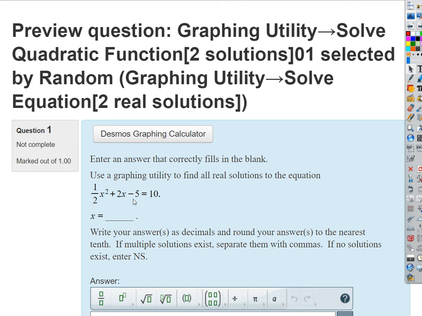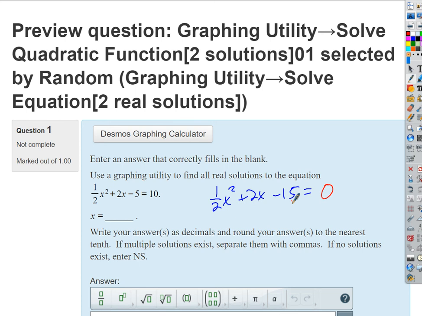There's two things I could do. One thing I could do is graph the left side of the equation, so I graph y equals the left side, and then graph y equals the right side, and look for the intersections, right? The other thing I could do is put this into standard form. I could subtract 10 from both sides and get 1/2 x squared plus 2x minus 15 equals 0, and I could graph this function and look for what? I could look for where y equals 0. Where does that happen?